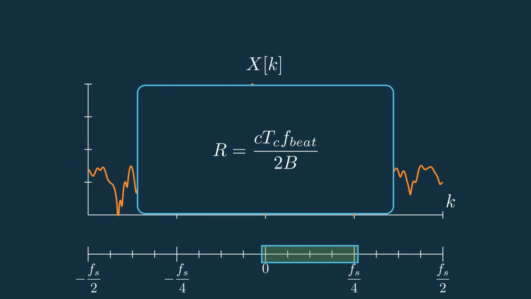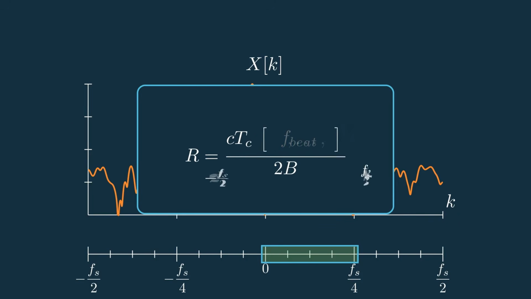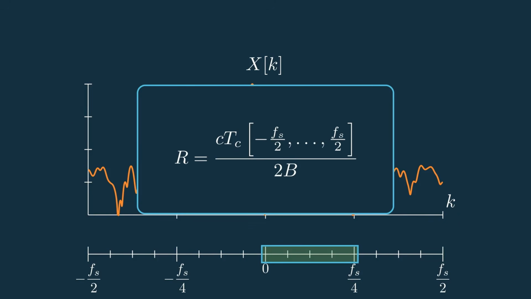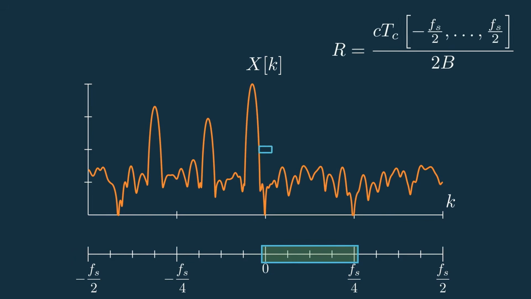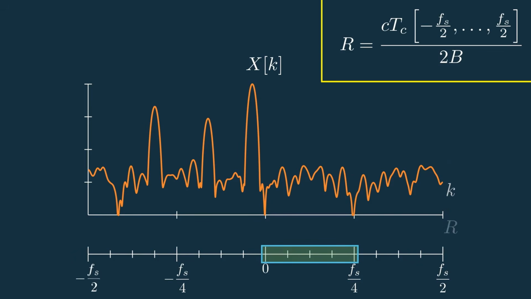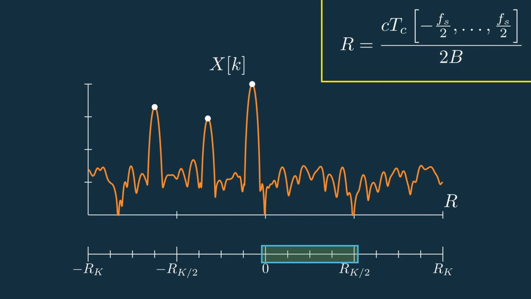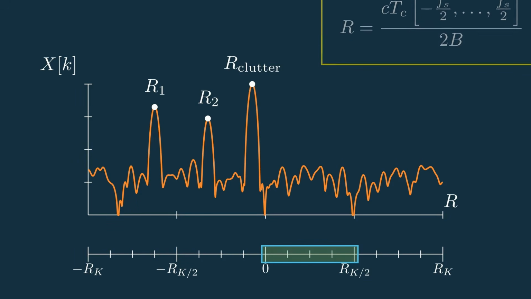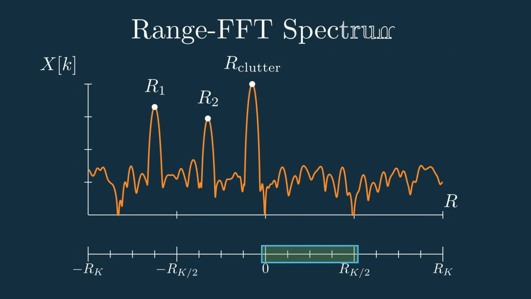But remember, the range of the targets we're trying to find is a function of these beat frequencies. This means that we could just take these x-axis values and plug them straight back into the range equation to get this received power spectrum, not as a function of frequency, but range. So we now know that peaks 1, 2, and 3 correspond to ranges 1, 2, and 3. This is super cool, and it even gets its own name, the range FFT spectrum.